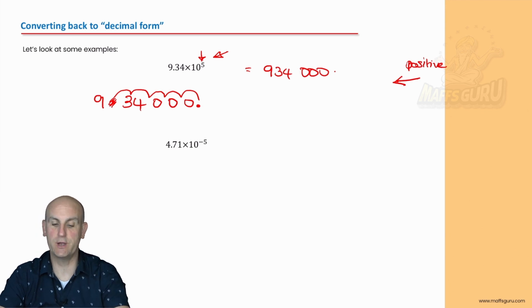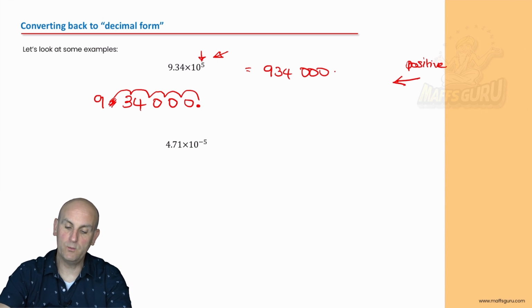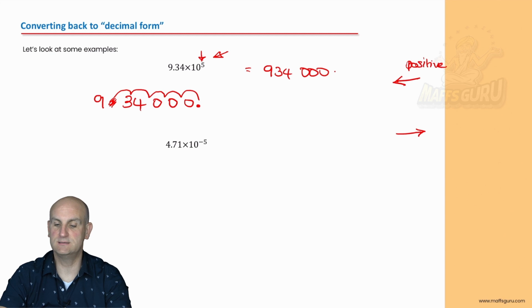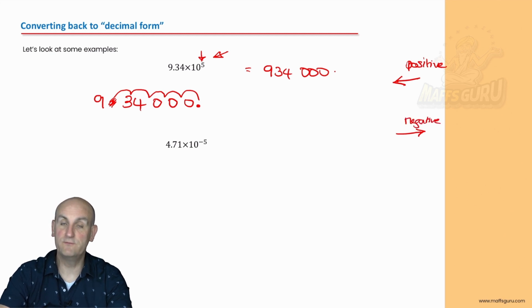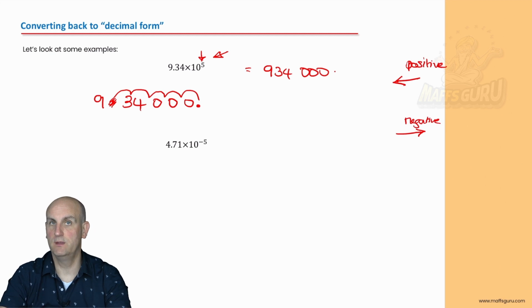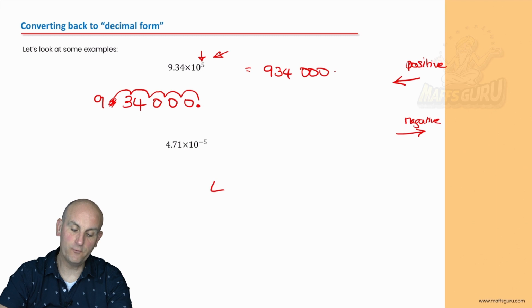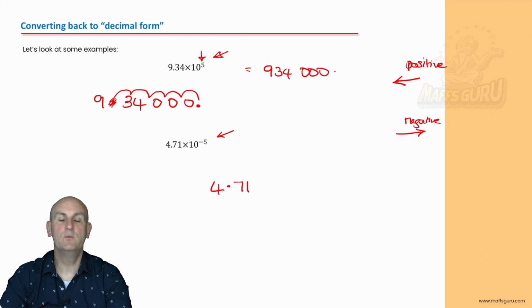I should. Now an example of the negatives. Remember, when the value is negative, we moved it to the right to convert it into standard form. So we have to do the reverse of that. So I'm going to write my number 4.71. I've got minus 5, which basically tells me now I'm going to move it that way.